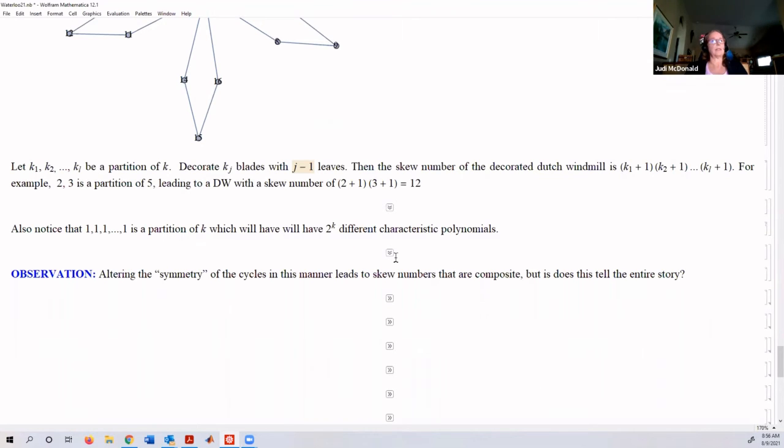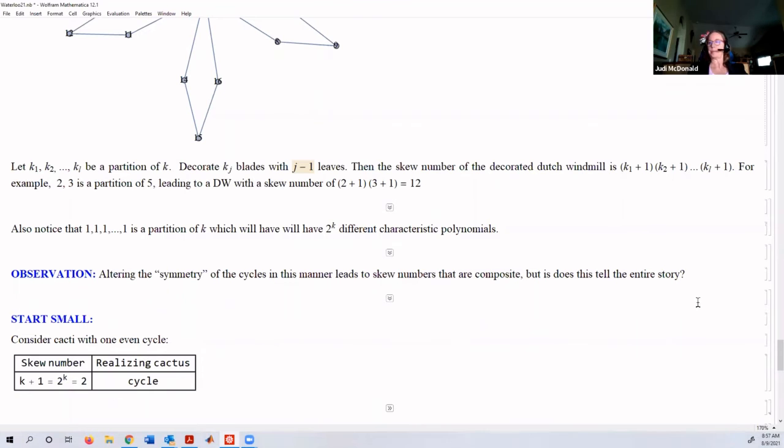So does that tell me, once I've destroyed the symmetry of the cycles, I should have some sense of how they affect the characteristic polynomial. So our naive first conjecture was just, we can get the endpoints and we can get these composite numbers that are achieved by using a partition, and that's all you can get.